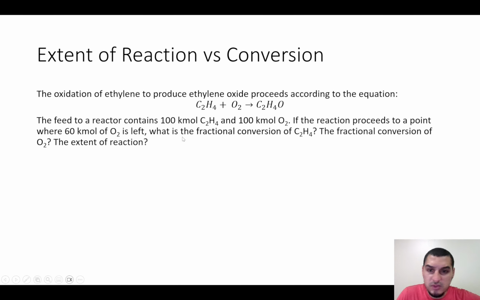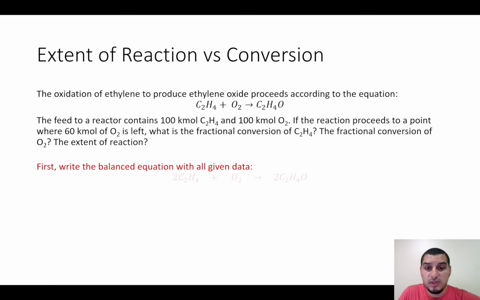Now we need to calculate the fractional conversion of both and the extent of reaction. So one thing that we used to do is to put the table where we put the reactor, the feed, the reacting, what is reacted and produced, and the product. So in this case, we first need to make sure that the balance of the equation is correct.